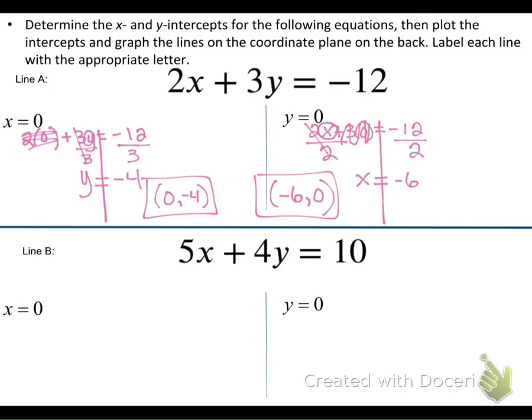We're going to go ahead and solve for our second equation, and then we'll flip it over instead of going back and forth. This one's going to be a little tricky. So let's start solving how we normally do. So we have 5x plus 4y equals 10.